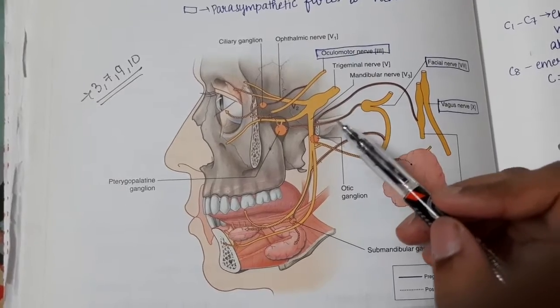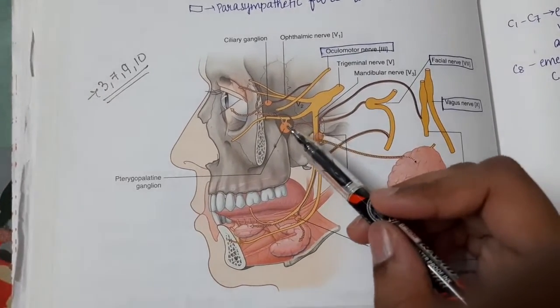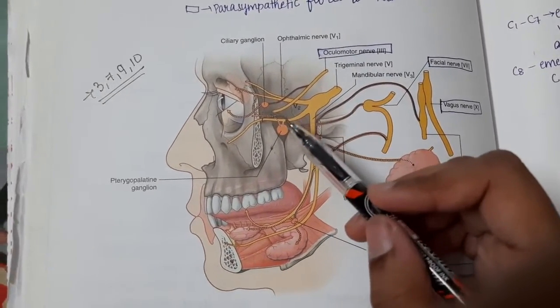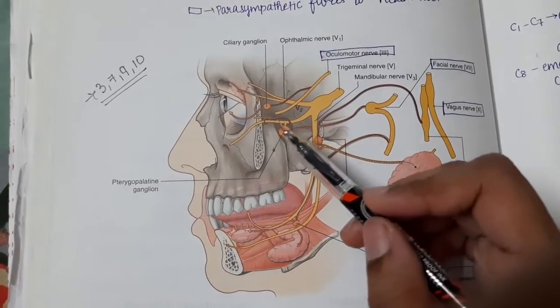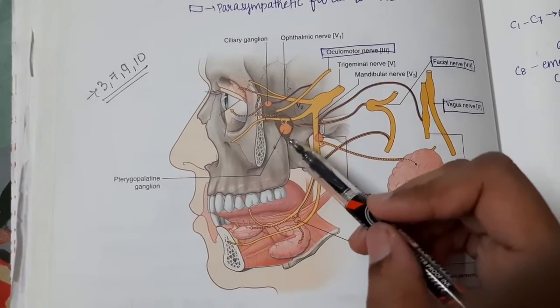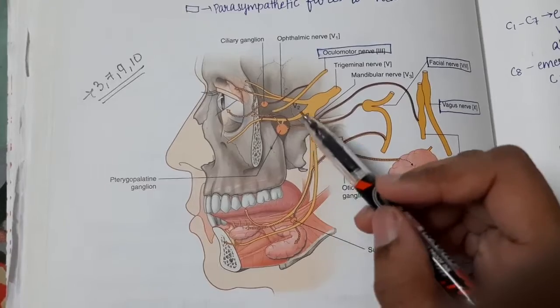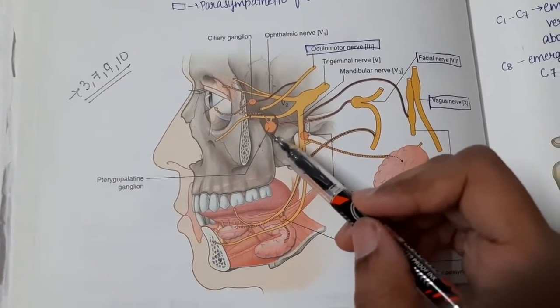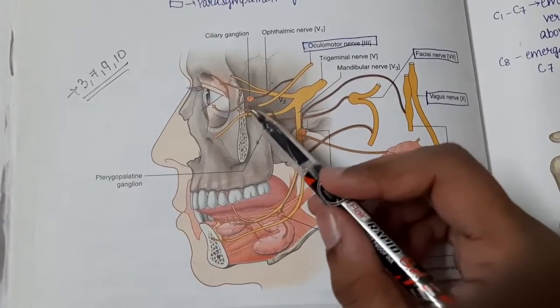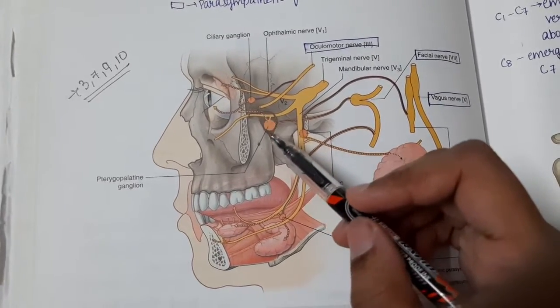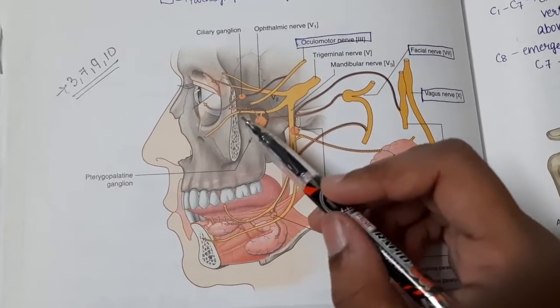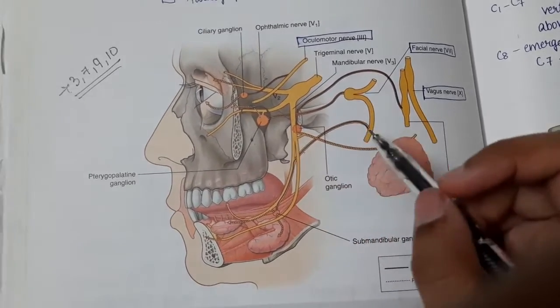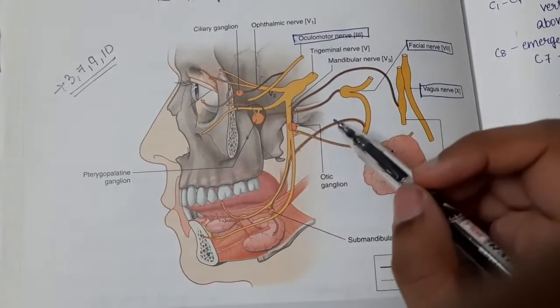will give parasympathetic fibers. They will pass through the pterygopalatine fossa, and in the pterygopalatine fossa we have the pterygopalatine ganglion. This pterygopalatine ganglion will give postganglionic fibers to the respective glands, especially the lacrimal glands.